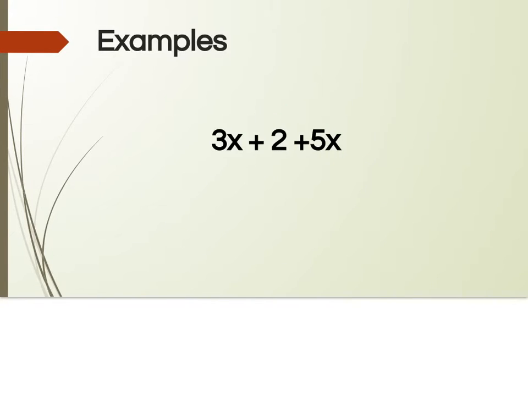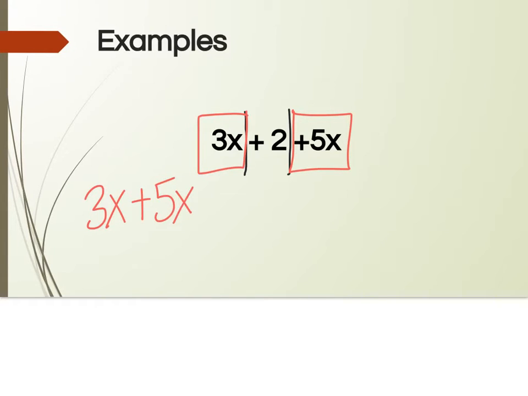3x plus 2 plus 5x. First, start off by separating your terms. You have a 3x, a +2, and a +5x. We have 3x and a +5x that are like terms. And then this lonely +2, which is a constant, and there are no other constants, so it doesn't get combined with anything. You can add together your 3x and your 5x.